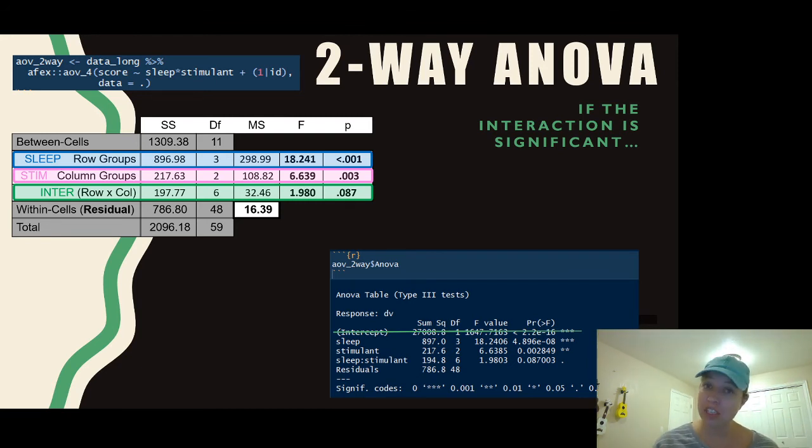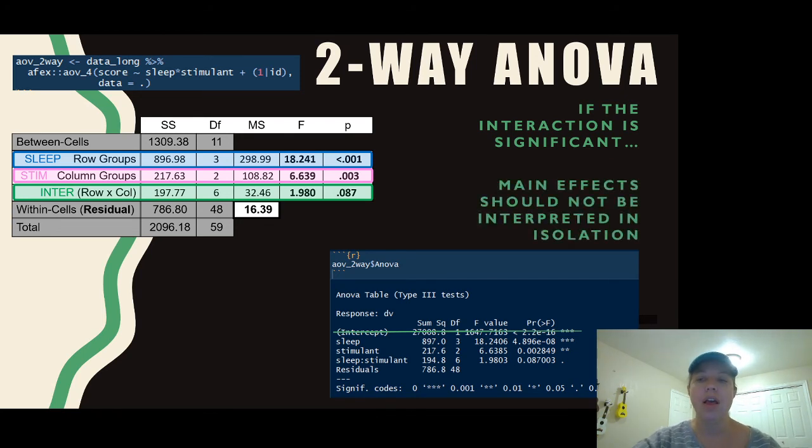The effect of each of the stimulants depends on how much sleep they were getting. And if there is that interaction, if there is the interplay, then it usually does not make sense to collapse across one and ignore one of the factors in order to interpret the other factor. So main effects should only be interpreted if the interaction is not significant. That's a pretty strong blanket rule that we should follow.